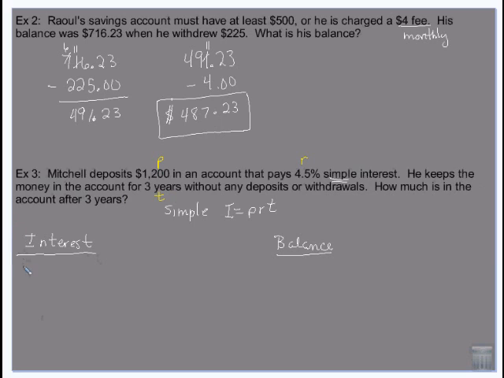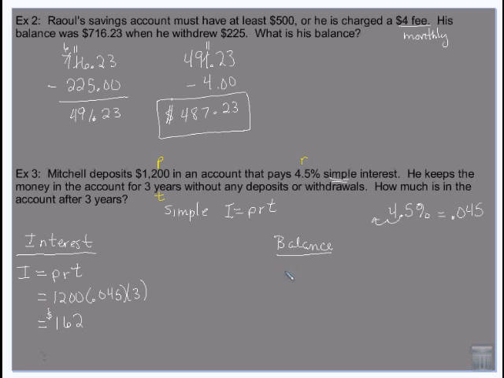So my interest is principal times rate times time. So my principal is $1,200. Okay, my rate was 4.5%, but I can't multiply a percent without converting it to a decimal first. So remember we have to move 2 places over, so it's 0.045. For 3 years. It's $162.